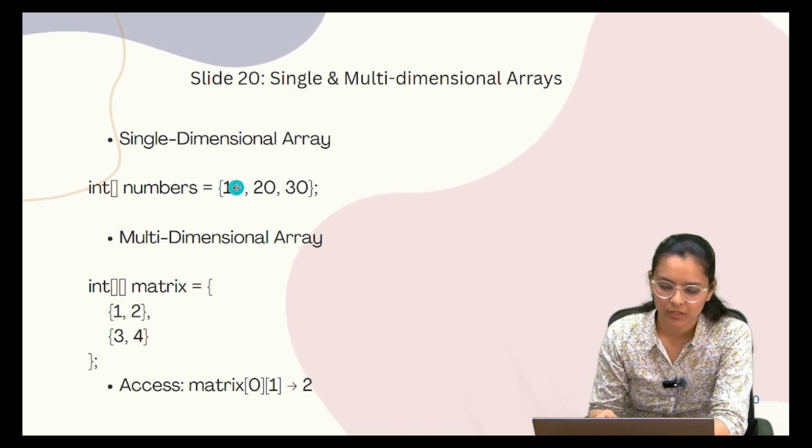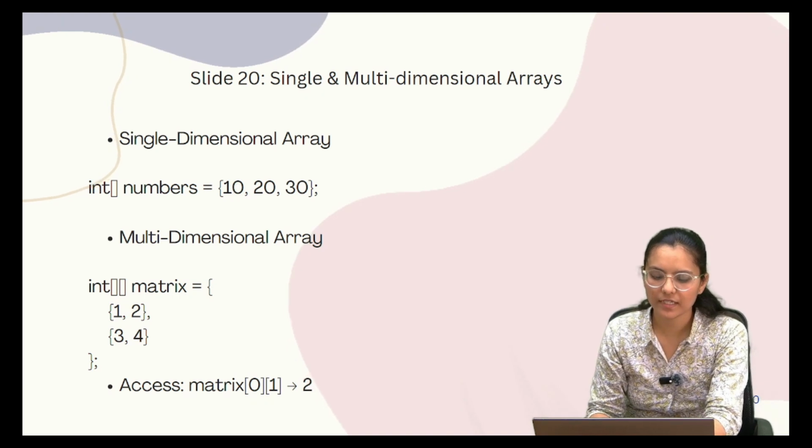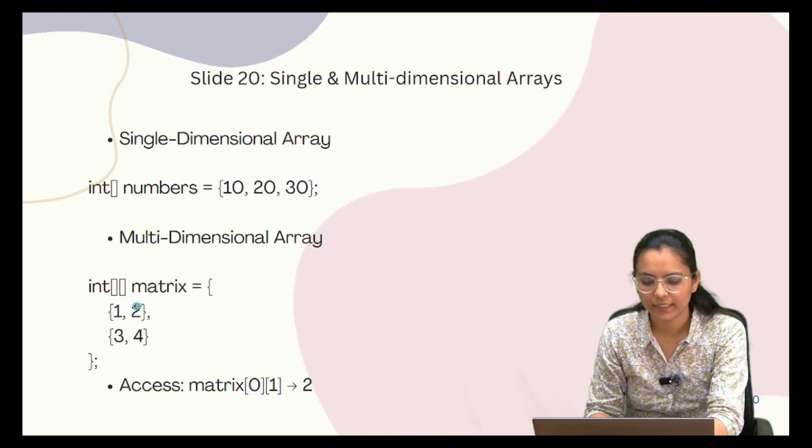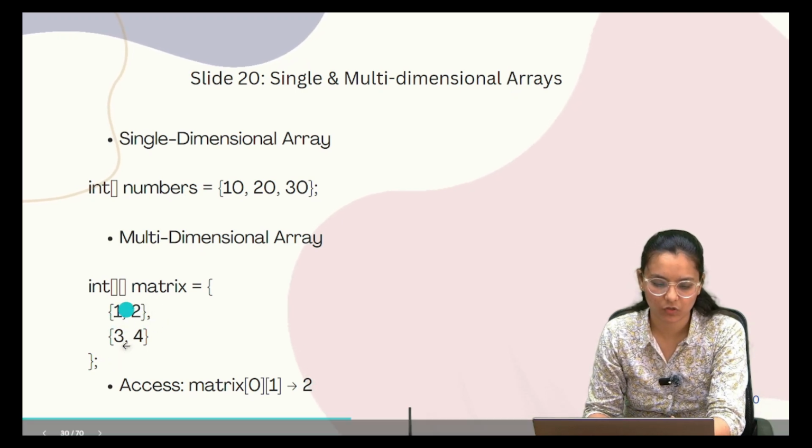Next, the multi-dimensional array. This is like a table or a grid. It has rows and columns.